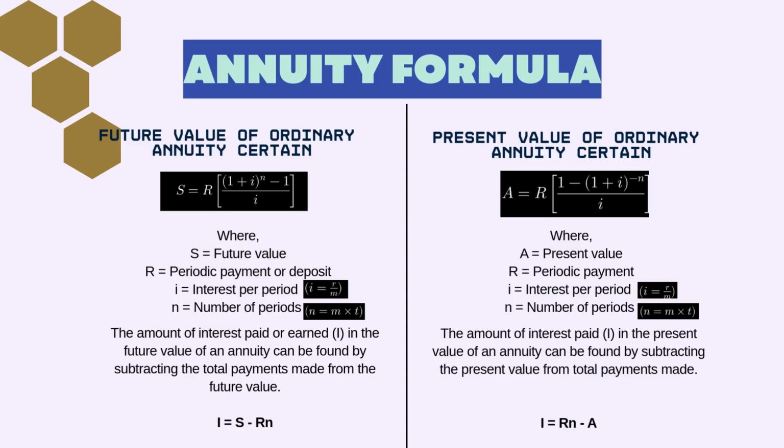Present value of ordinary annuity. This formula is used to calculate the current value of a series of future payments. The formula is A equals R times open bracket 1 minus open bracket 1 plus i to the power of negative n close bracket close bracket divided by i, where A is present value, R is regular payment, i is interest rate per period, and n is number of payment periods. This shows how much the future payments are worth today. And the interest is I equals Rn minus A.